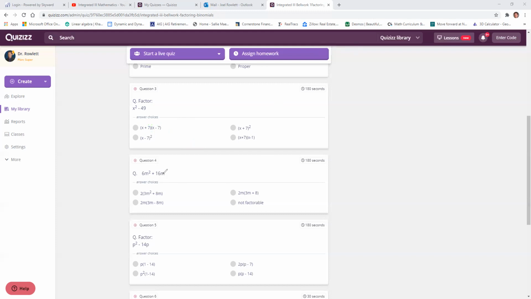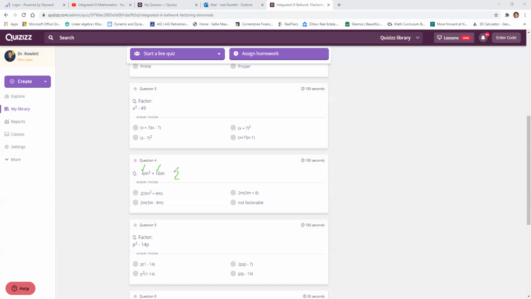On number 4, this cannot be a difference of squares because I have a plus sign. This would be a sum, so it's not a difference of squares. So what I'm going to do is see, is there a number that goes into both 6 and 16? In fact, I want the biggest integer that will go into both 6 and 16. Well, 2 goes into 6 and 2 goes into 16, and that will be the biggest integer.